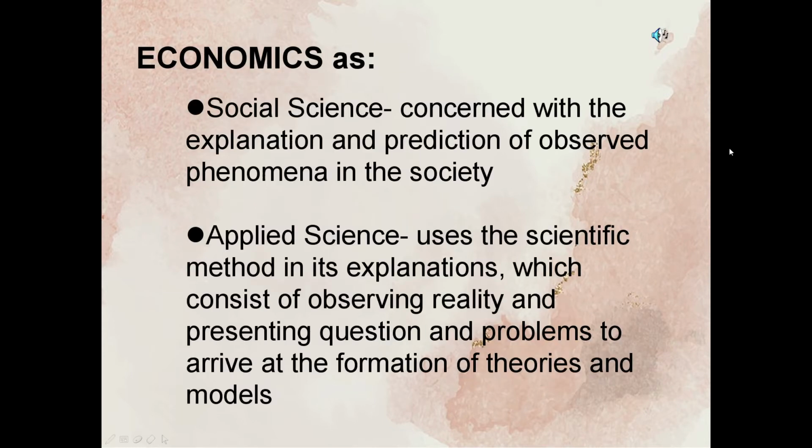So, economics is defined in different ways. Just take note of the word society. One defined economics as a social science. It could be the production, distribution, and consumption of goods and services to our society. When it is defined as an applied science, it uses the scientific method for its explanation, which we could use to formulate theories and models.